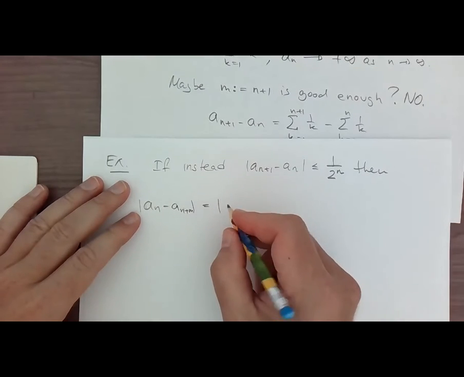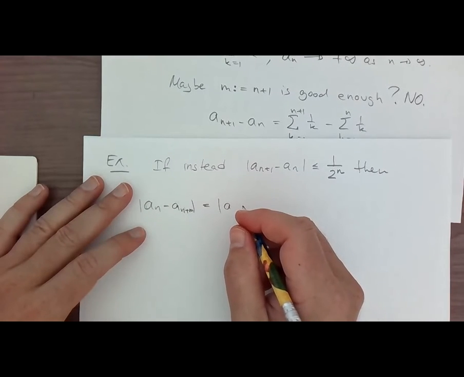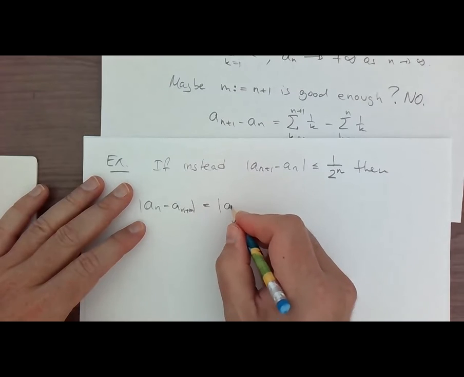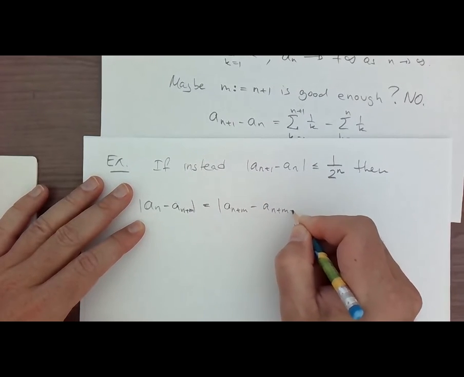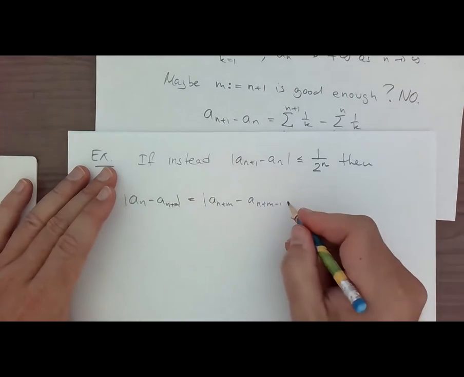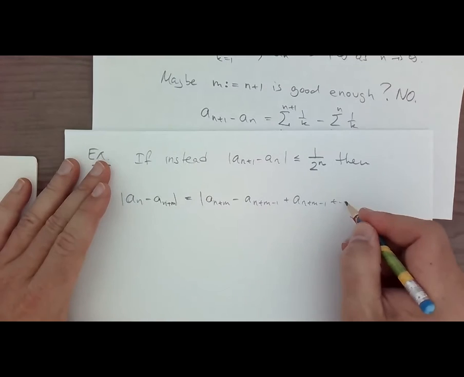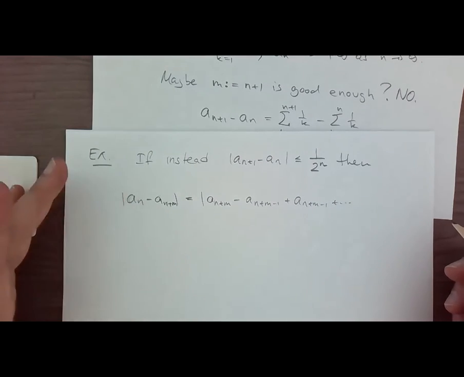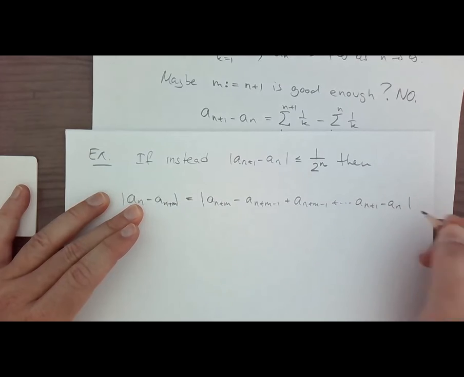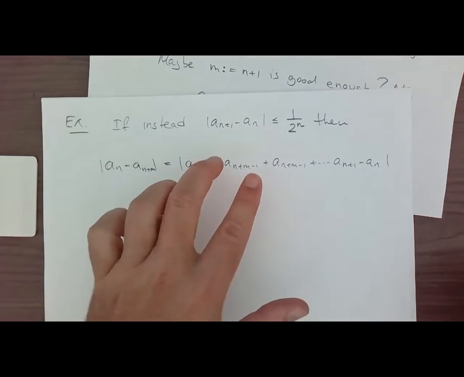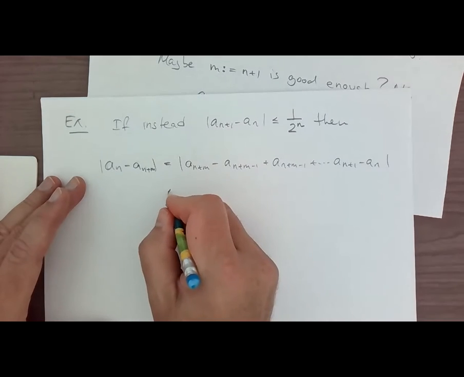Then I would be able to splash it out like a_{n+m} minus a_{n+m-1}. And then I'll add it back on, a_{n+m-1}. And I'll keep doing this all the way down to the last one where I would have a_{n+1} minus a_n. So I could just add and subtract all the way between n and n plus m. And then I'll use the triangle inequality.